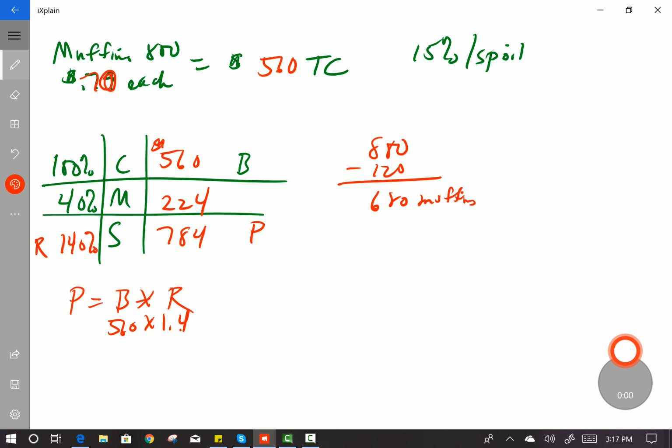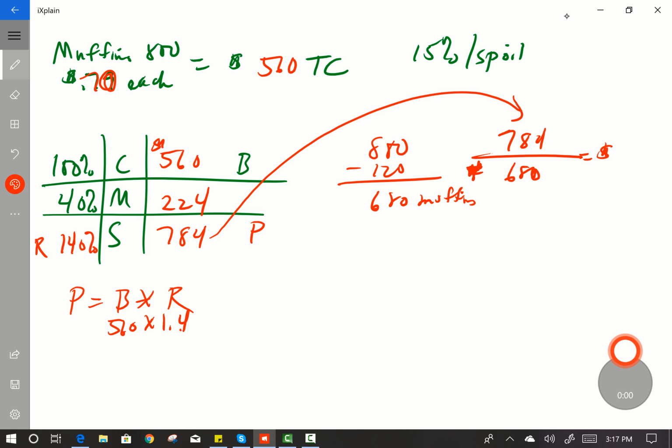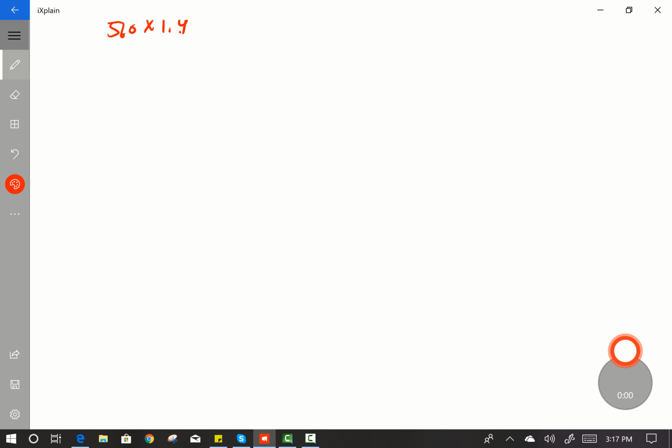And it's $784 for the total amount, divided by 680 muffins. And that should equal $1.15 for each muffin. Oh, got through that one barely. And then let's take a look at one more. And then I have a few more questions I want to add to this particular one.